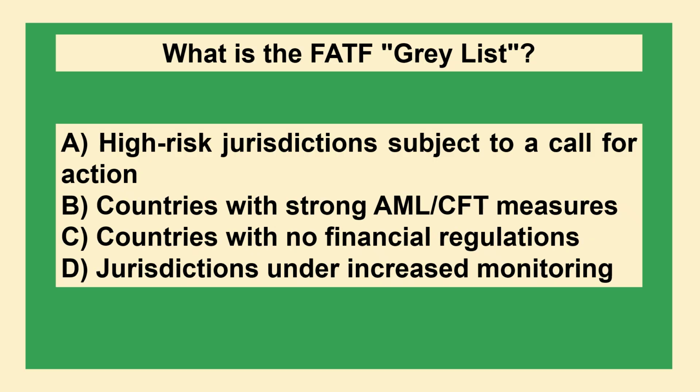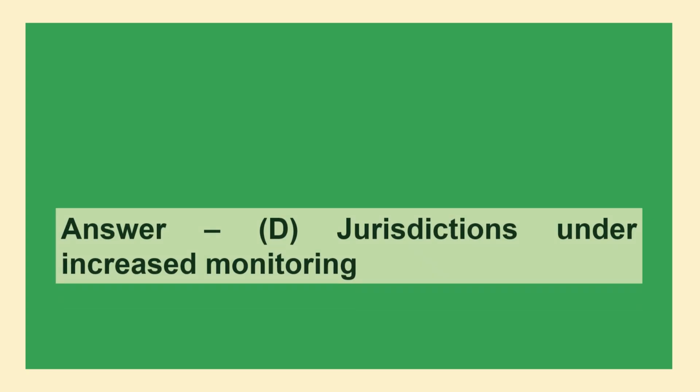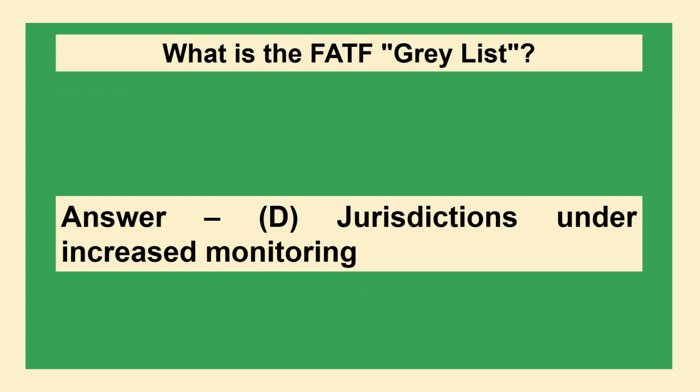What is the FATF grey list? Option A, high risk jurisdictions subject to a call for action. Option B, countries with strong AML or CFT measures. Option C, countries with no financial regulations. Option D, jurisdictions under increased monitoring. The answer is option D, jurisdictions under increased monitoring.